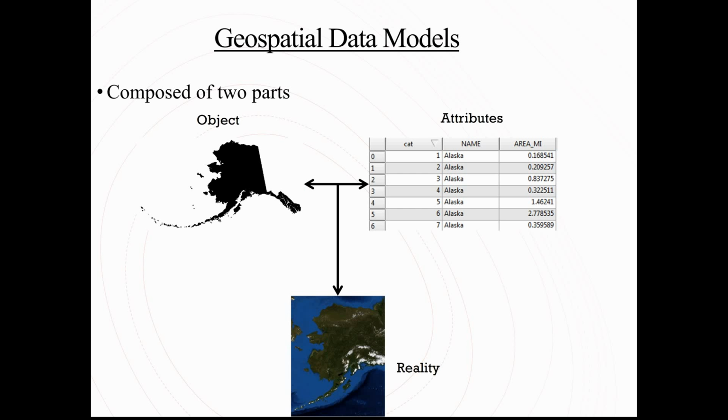A geospatial data model is composed of two parts, objects and attributes. The object and attributes are combined together to form a simplified concept of reality. The object stores the geometry of the spatial phenomena that we are modeling, and the attribute stores the descriptive information related to the object part of the geospatial data model.